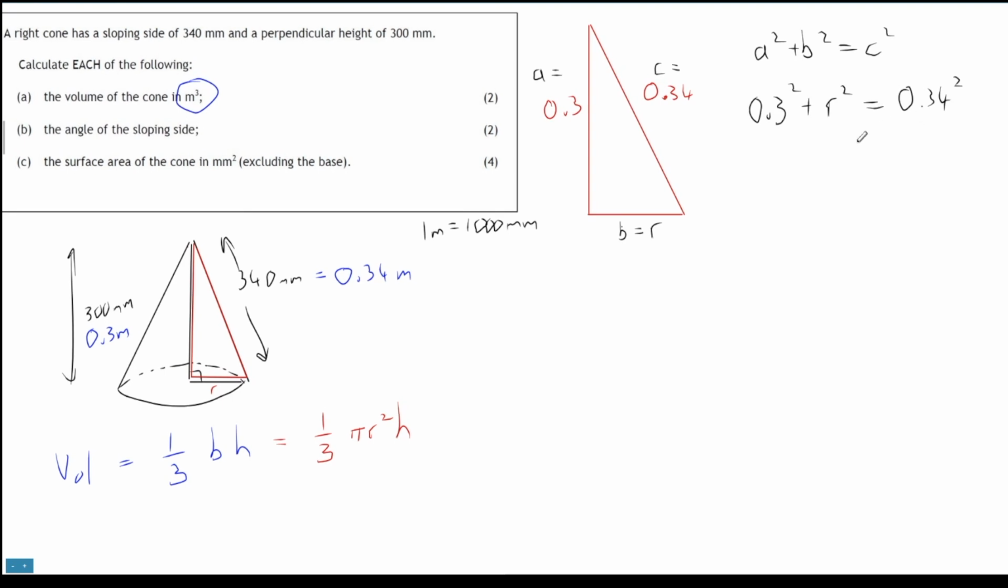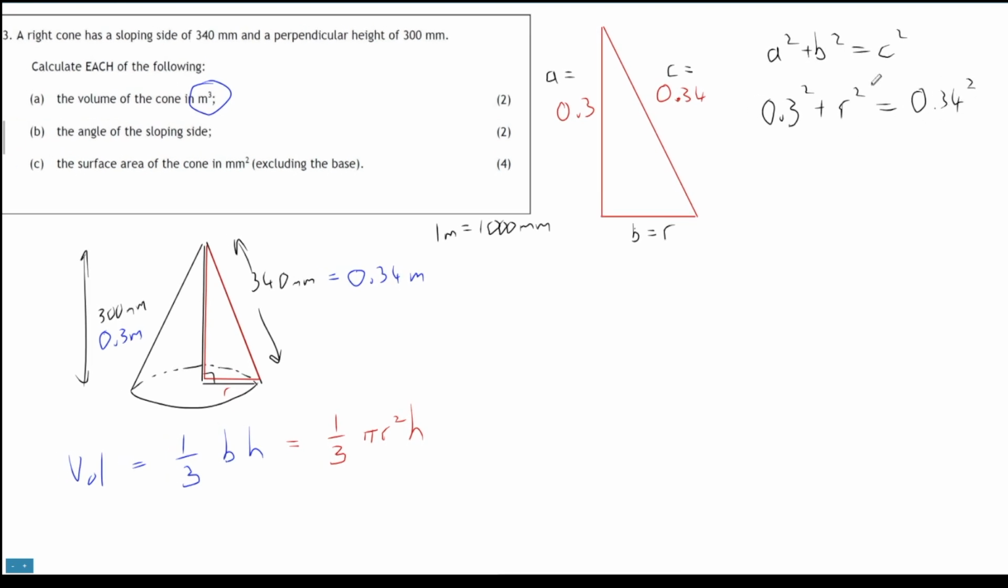Okay, I need to rearrange this a little bit so that I can get the r by itself. So I'm going to transpose it. I'm going to minus this 0.3 from both sides. So I'm going to have r squared is equal to 0.34 squared minus 0.3 squared. We do this a lot. So if you're not comfortable with it, well, we got to practice a bit more until you are comfortable with it. And then we're going to square root all that to find the r by itself. Unless, actually I need r squared, so I could leave it like that.